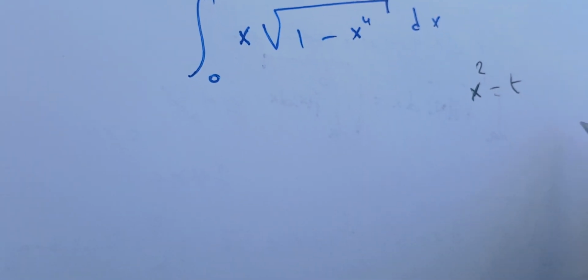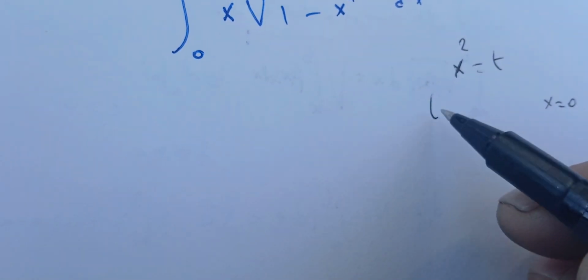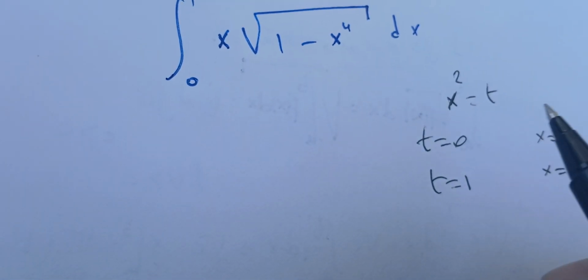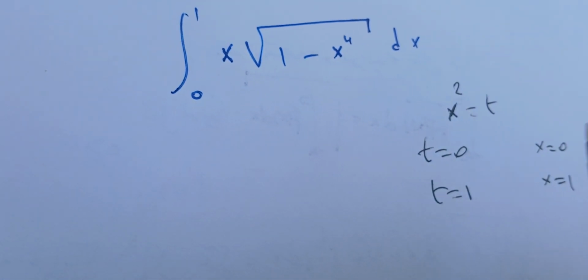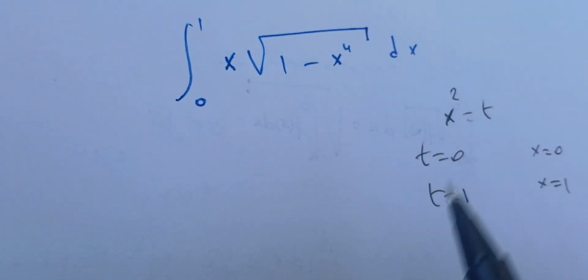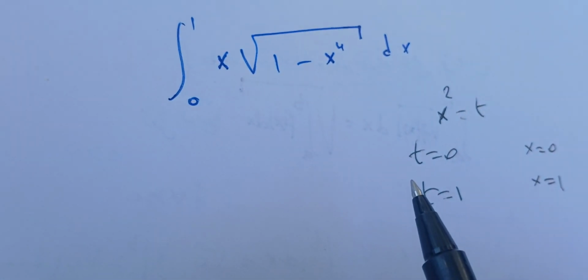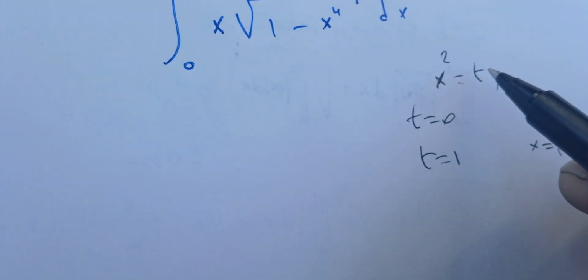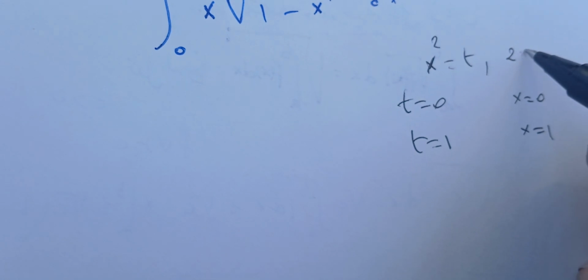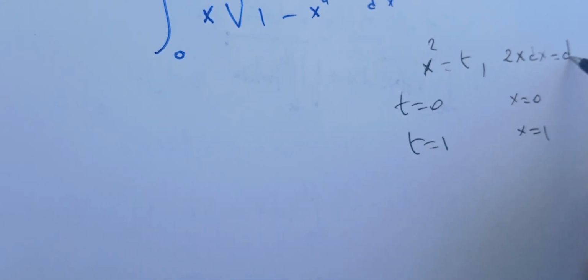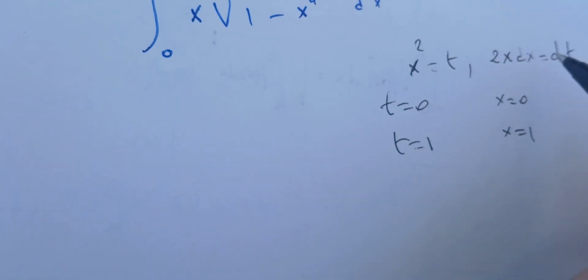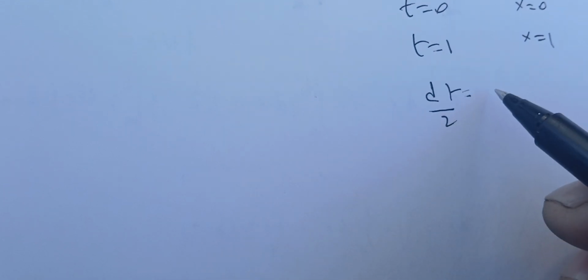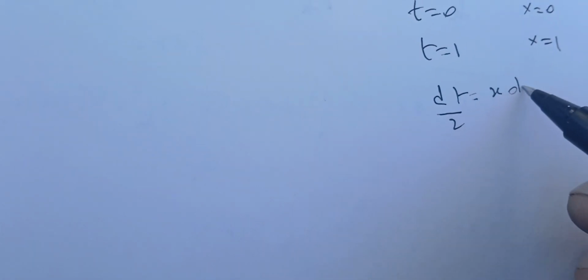So here, when x is 0, t is 0. When x is 1, t is 1. So it's going to be a nice and easy integral with this change of variable. We need to compute dx and dt. Using x squared equals t, we have 2x dx is dt. Therefore, we get dt over 2 is x dx.